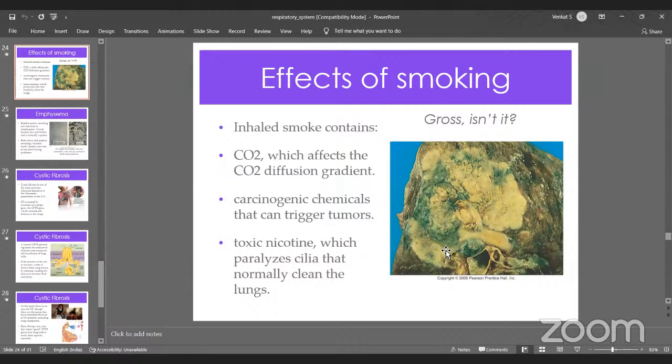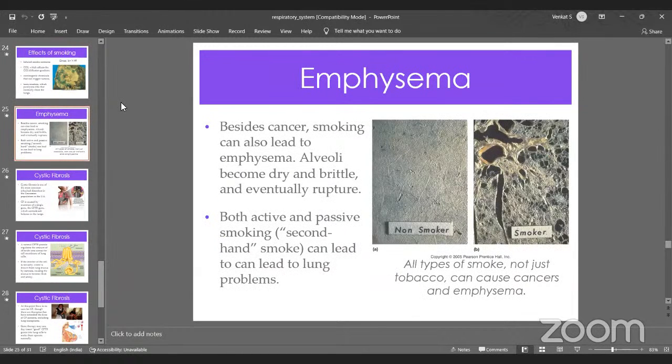The tumor cells convert to cancer. Also, the toxin nicotine paralyzes the cilia that normally clean the lungs. So this is emphysema. Besides cancer, smoking can also lead to emphysema. Alveoli become dry and brittle and eventually rupture. Observe the two images: the first one is a non-smoker, the second one a smoker.